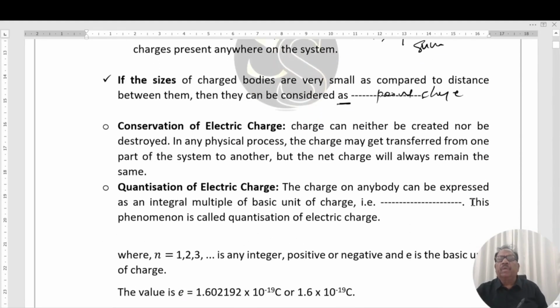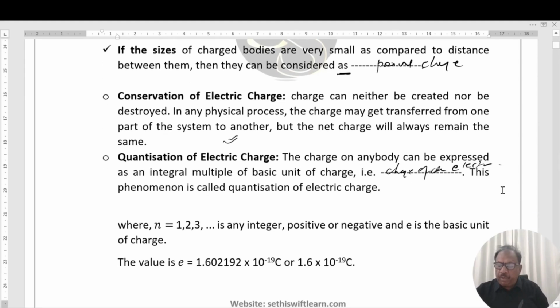Conservation of electric charge: charge can neither be created nor destroyed. In a physical process, charge may be transferred from one part of the system to another part, but the net charge always remains the same. Next, quantization of charge: the charge on any body can be expressed as an integral multiple of the basic unit of charge, that is, the charge on one electron. This phenomenon is called quantization of charge.